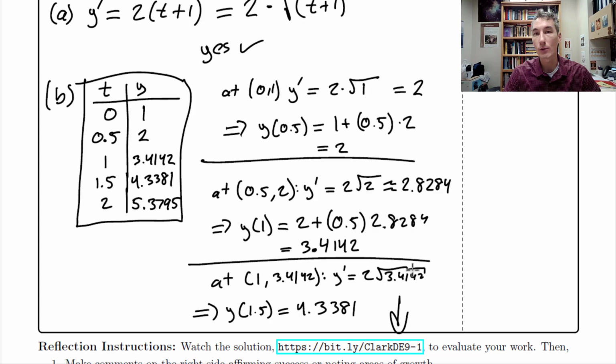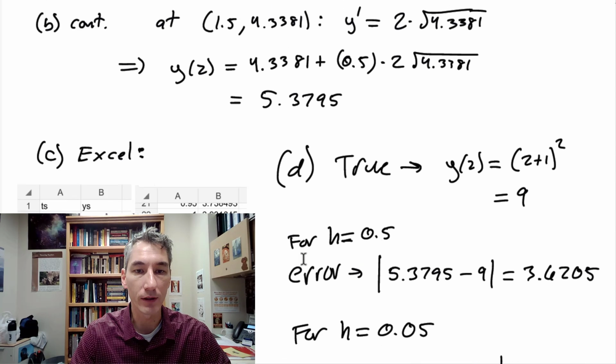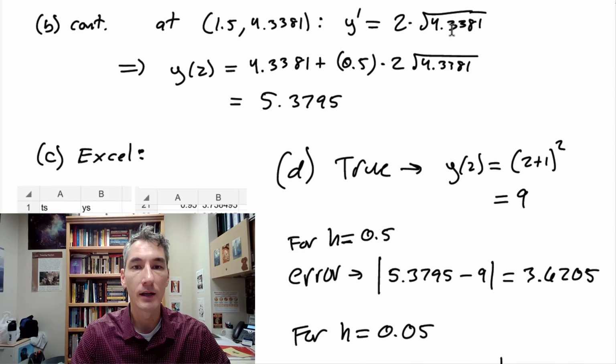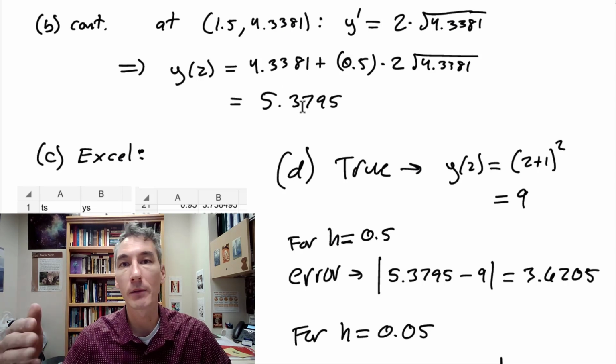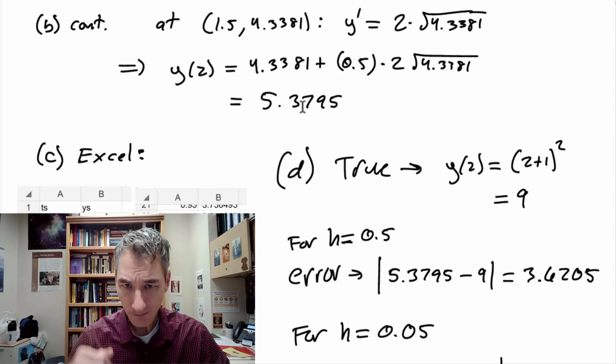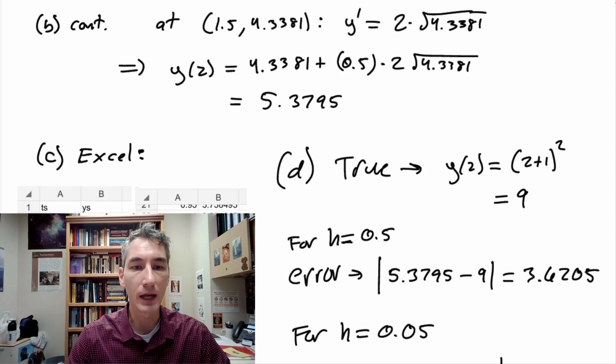I calculate the slope to be twice the square root of the y-coordinate. I multiply by h and add it to the old y, and I get a new y. The last point will be (2, 5.37), and we can see that by calculating the slope, multiplying by 0.5, adding it to the old y, and getting 5.37. So you can do Euler's method by hand. It's somewhat taxing, and so Excel is a better way to do that.